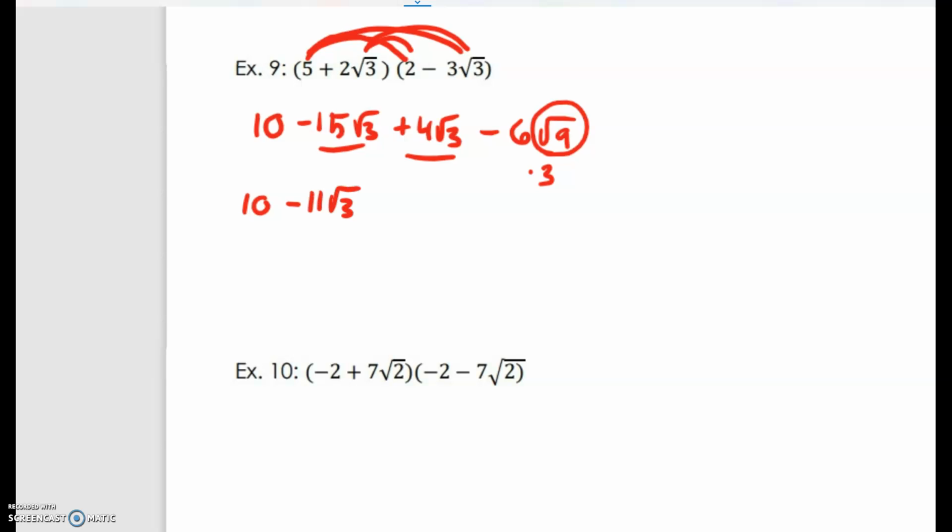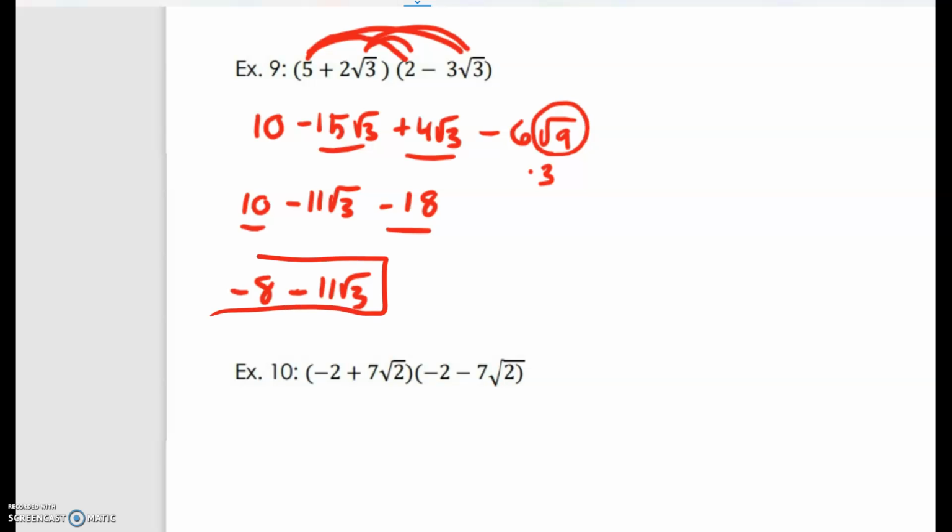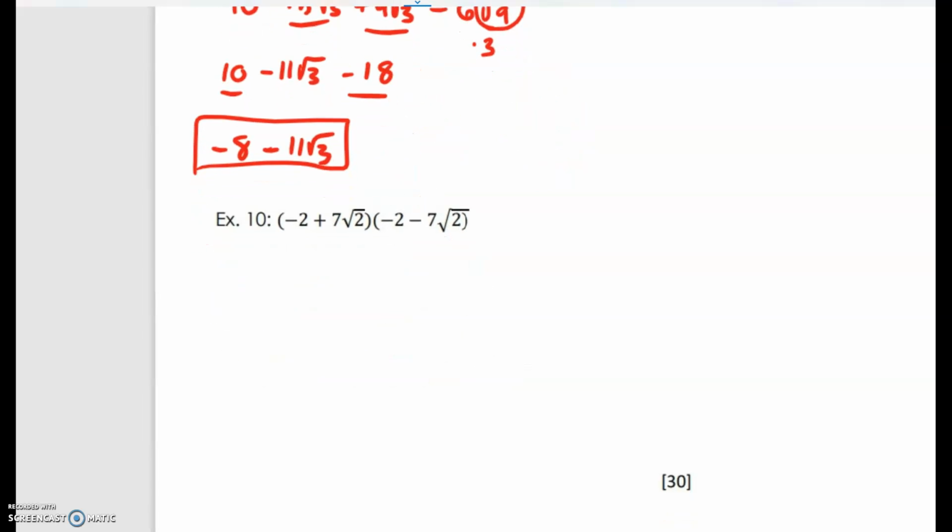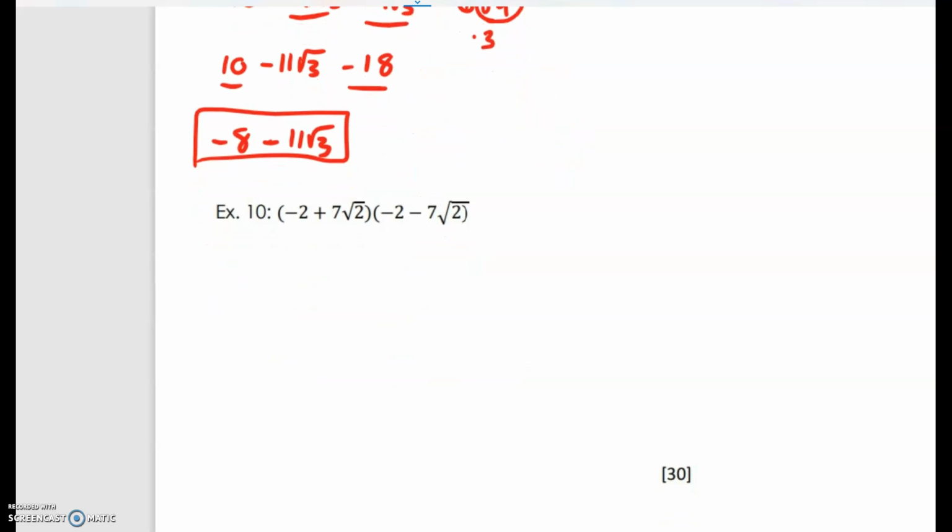So it's negative 11 radical 3, and then over here we had negative 6 times 3, so that's negative 18. And then go ahead and put your like terms together. So 10 and negative 18 is negative 8. So negative 8 minus 11 radical 3. And then that's as far as we can go with that problem. All right, pause the video, give number 10 a try, and then resume when you're ready. Okay, hopefully you've given it a try.